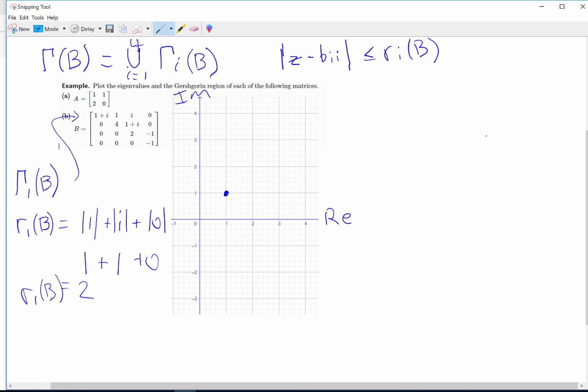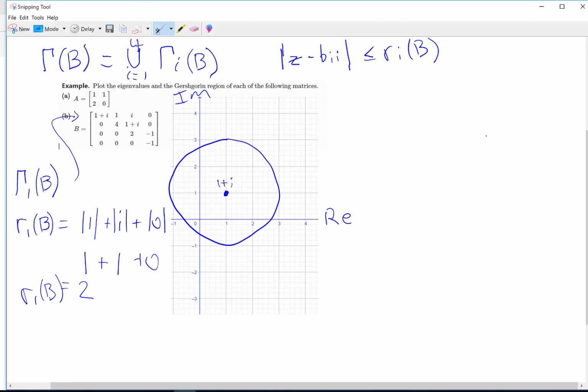And so what that says is we draw the circle centered at 1 plus i, which I already put down here, with radius 2. And so that would be this circle. And so it's going to contain some of the eigenvalues, perhaps. Well, there's 3 more disks. The union of the 4 disks will contain those eigenvalues. Actually, we can plot the eigenvalues right now.